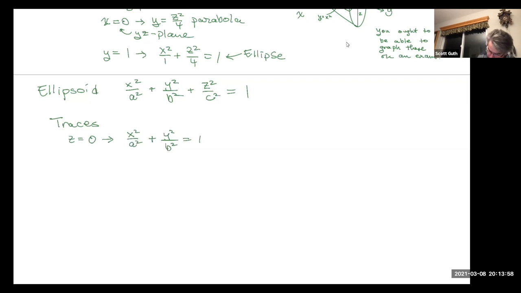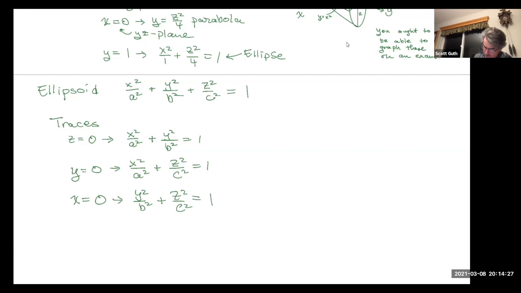And if you do y equals 0, then you get x squared over a squared plus z squared over c squared equals 1. It's an ellipse. And if you make x equals 0, that's the third trace, then you're going to get y squared over b squared plus z squared over c squared equals 1. It's an ellipse. So these are all ellipses. Okay, so again, that's easy, relatively speaking.